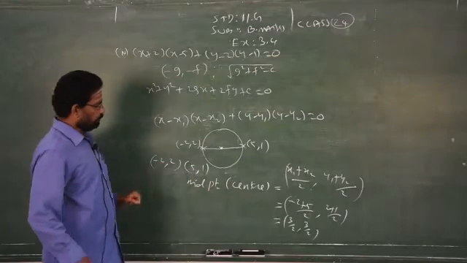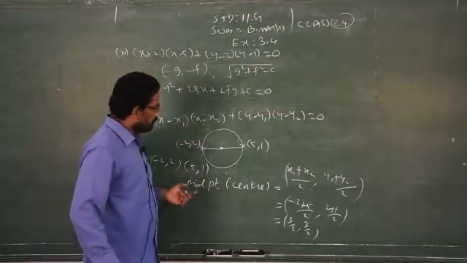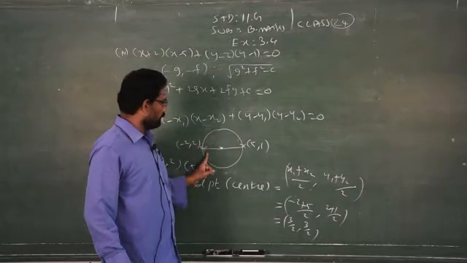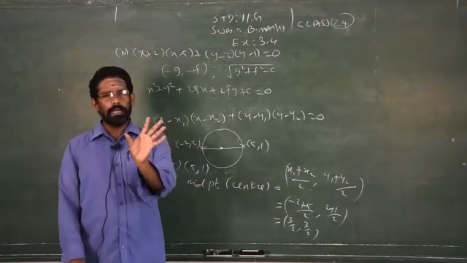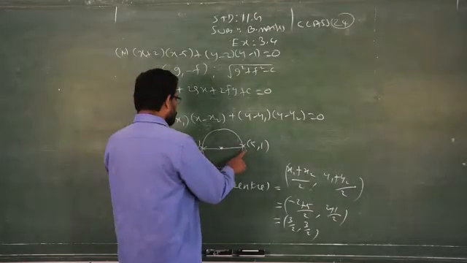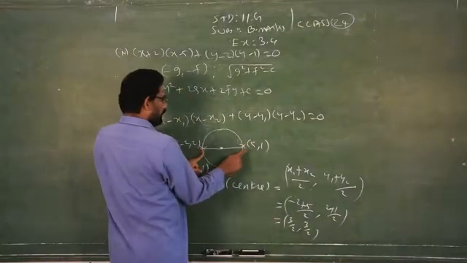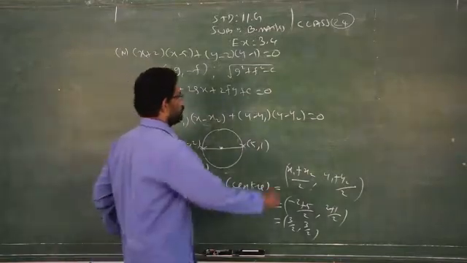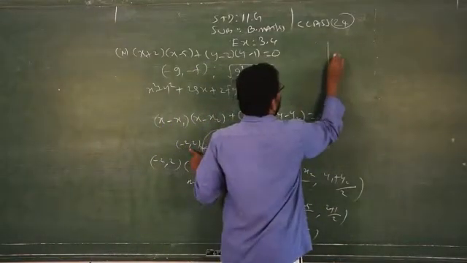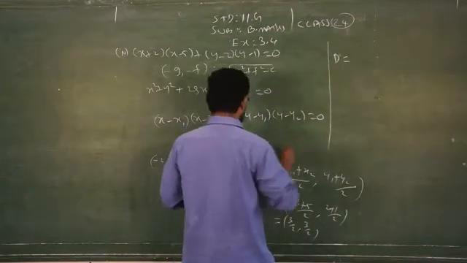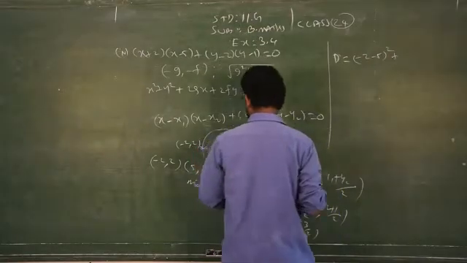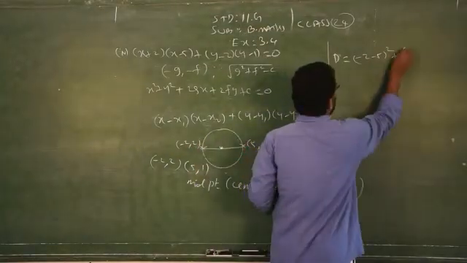Clear. So now I have to find the radius. If you find the distance between the two end points of the diameter, half of the diameter is the radius, that you know very well from the lower classes. So find the distance between these two points and divide that answer by 2, you will get the radius. So I am using the distance formula: diameter d is equal to the square root of (-2 - 5) whole square plus (2 - 1).